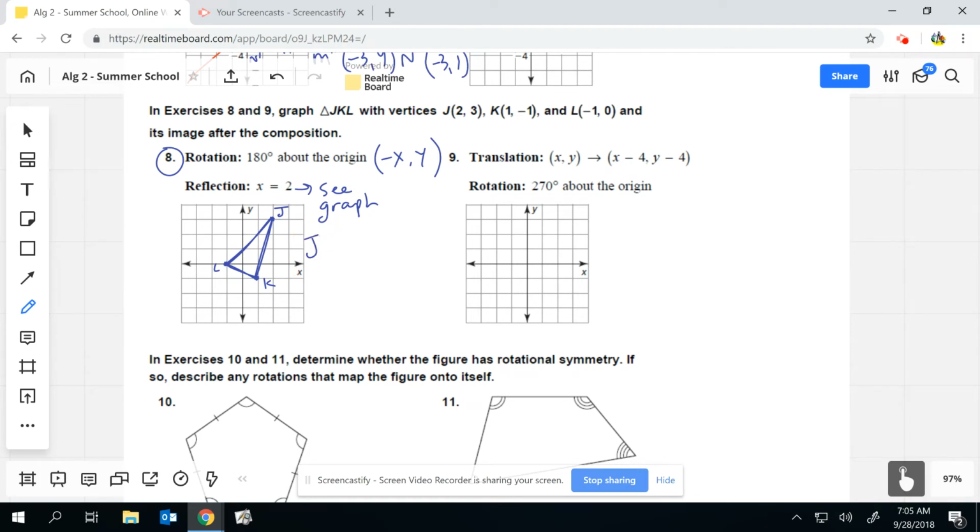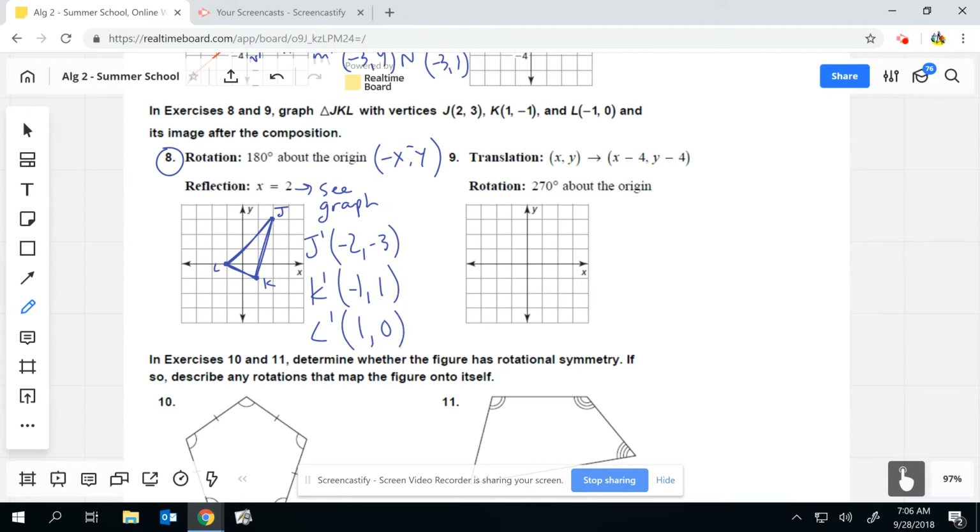So J prime is going to be, we want negative x, negative y. Sorry, we're changing both signs. A 180 rotation is just changing both signs. You're not switching them around, just change their signs. So -2, -3. K prime is -1, 1. And L prime is 1, 0.